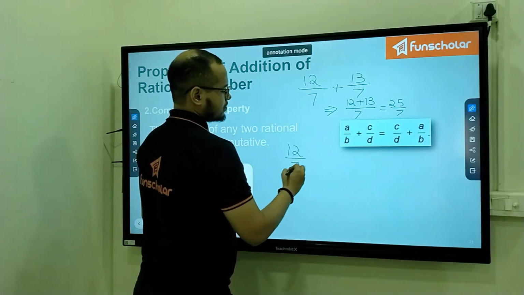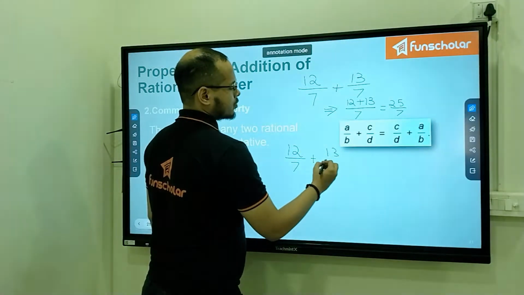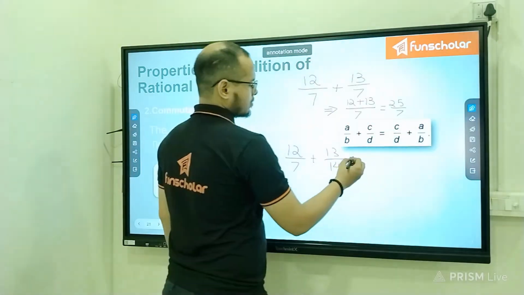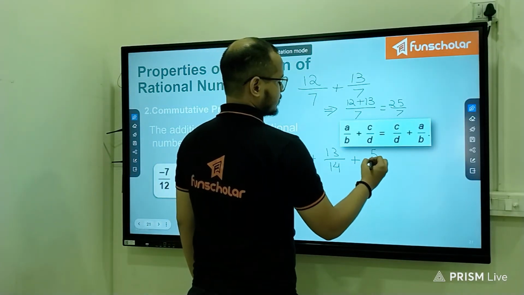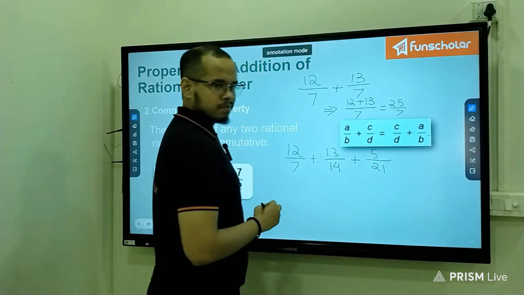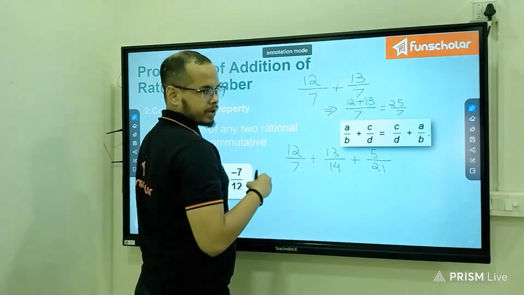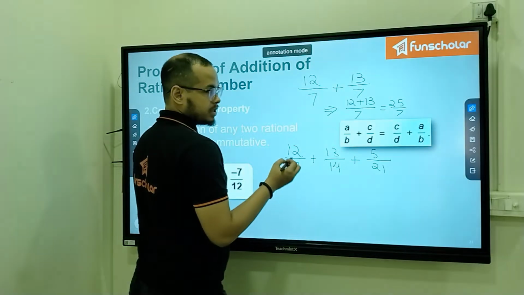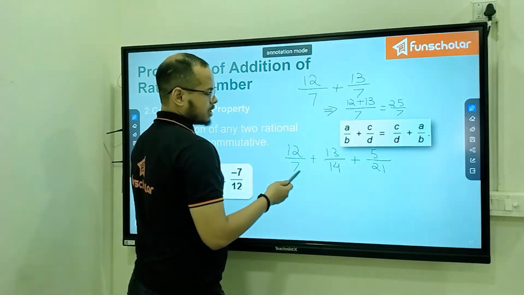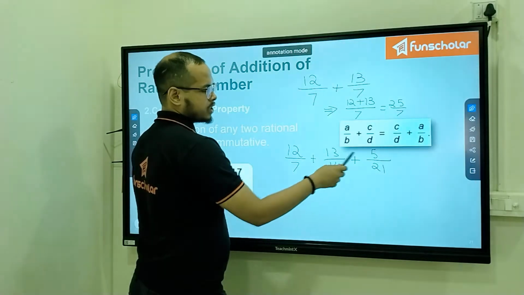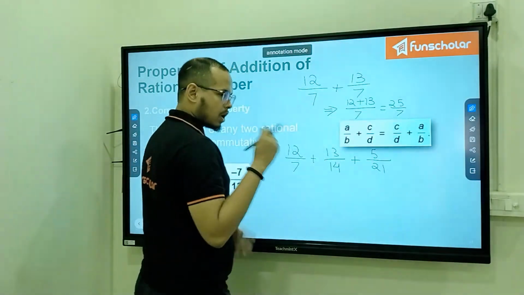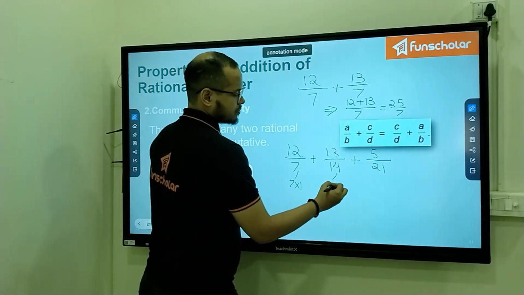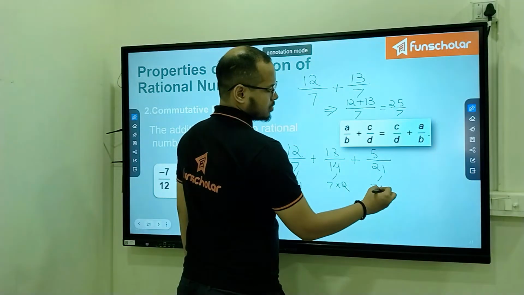Now let's take the denominators as different. So 12 by 7, and in this place let me take 13 by 14. Let me add one more number, 5 by 21. Let's make it more difficult. Now let's find the LCM of 7, 14 and 21. Before finding the LCM, I would like to tell you that the usage of 7 here is not required, because 7 is in both 14 and 21. How did I get this? 7 is 7 into 1, 14 is 7 into 2, and 21 is 7 into 3.